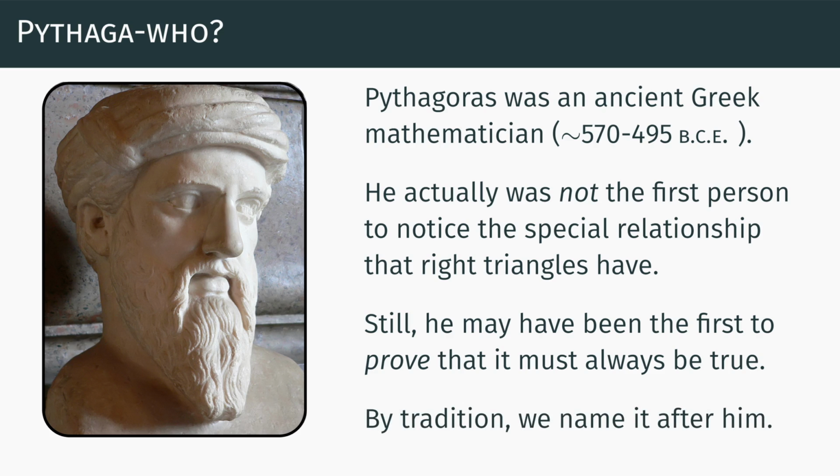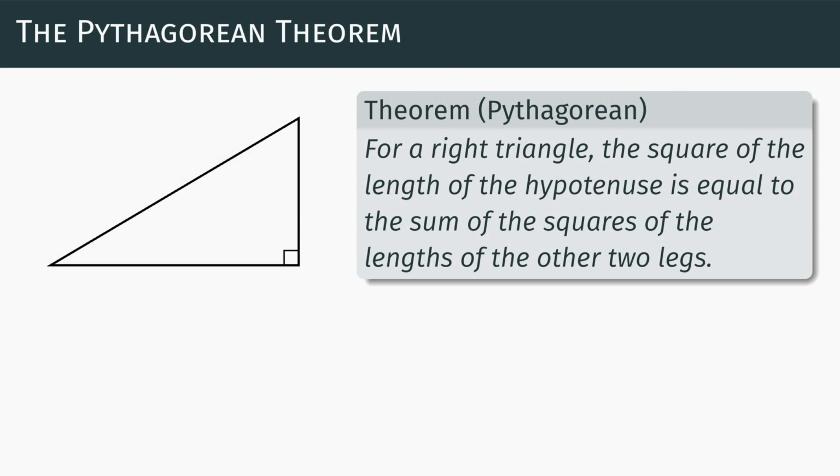Regardless of whether or not he actually did it or somebody else did it first, by tradition, just historically, we name it after him. So Pythagoras, we've got the Pythagorean theorem named in traditional honor of him. All right, so what is the Pythagorean theorem? It's that for a right triangle, the square of the length of the hypotenuse is equal to the sum of the squares of the lengths of the other two legs.